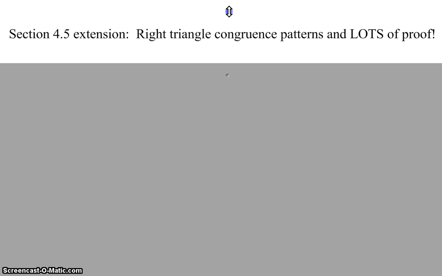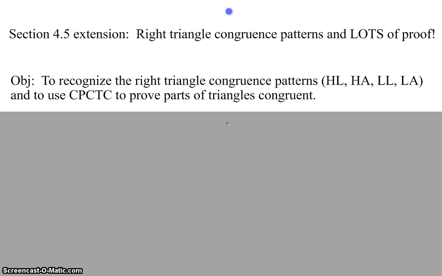Today's lesson is going to be on right triangle congruence patterns and lots of proof. Our goal is to recognize 4 right triangle congruence patterns. They are HL, which stands for hypotenuse leg, HA, which stands for hypotenuse angle, LL, which stands for leg leg, and LA, which stands for leg angle. In addition to that, we're going to be using CPCTC to prove segments and angles congruent that we don't already know from previous information.